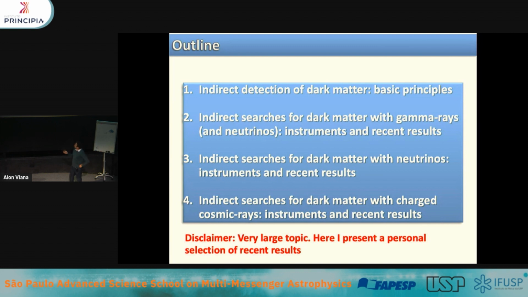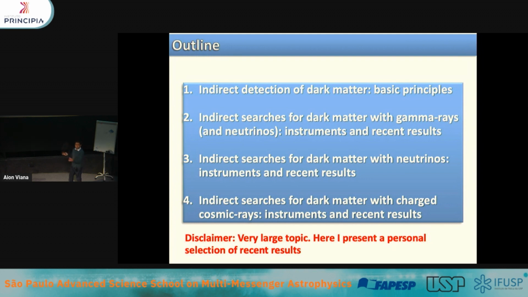Just a small disclaimer, this is a very large topic. There is even more indirect detection stuff that we can talk about that I will not have time to talk about. There is dark matter in extreme environments, close to mergers and things like that, which is a very new thing that people are developing. I'm not going to have time to talk about that. So this is a very personal selection of recent results.